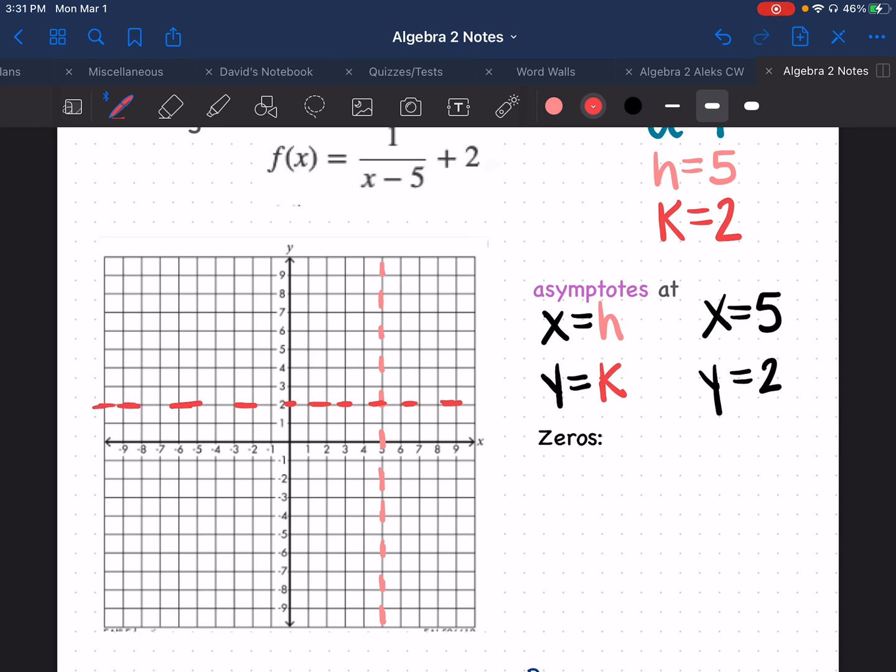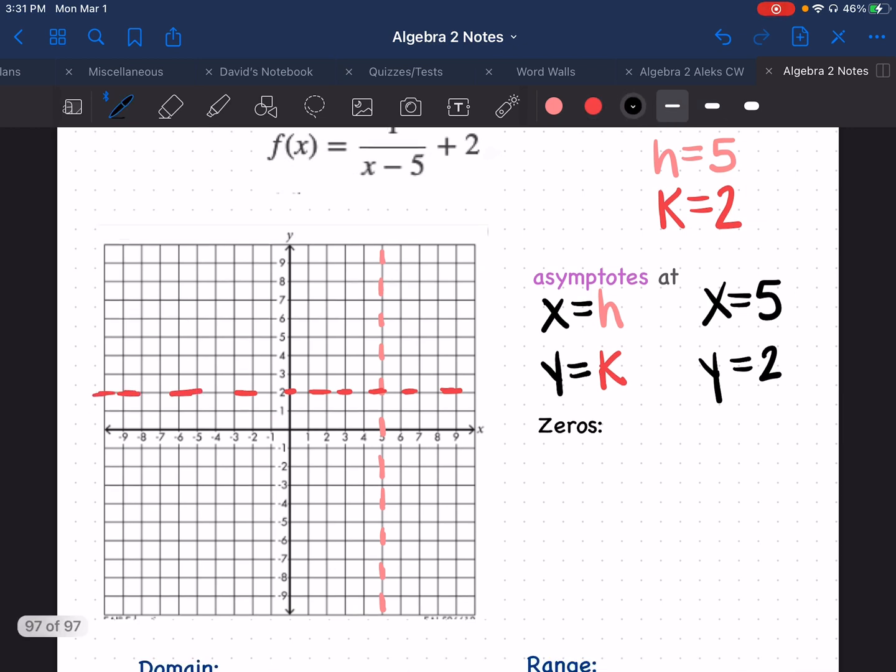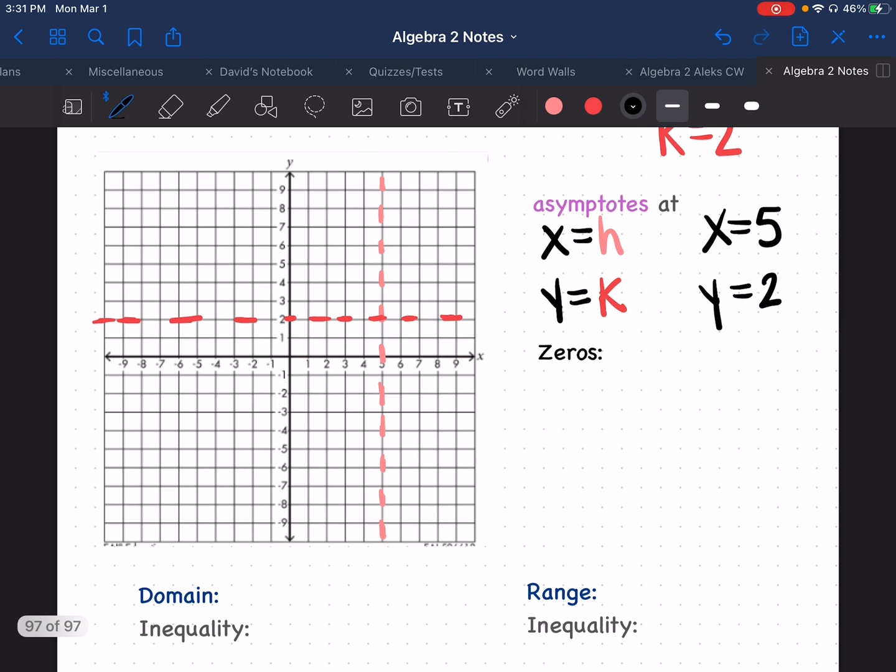Okay, my zeros. So for this one, I will actually have to solve it, and I'm going to try to do this as best I can. Okay, so I went ahead and I changed my f of x to 0, and I'm going to go ahead and solve this equation. So I'm going to draw a line through there just to make sure that I'm keeping everything nice and even. So I'm going to subtract my 2.